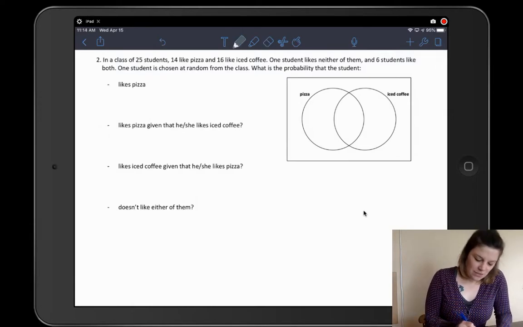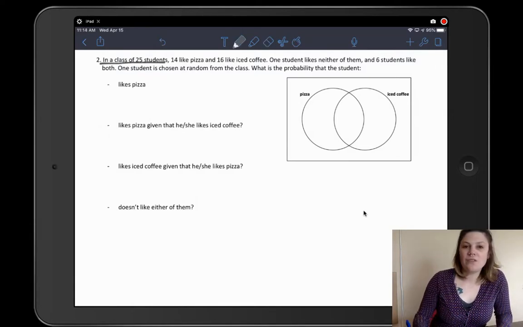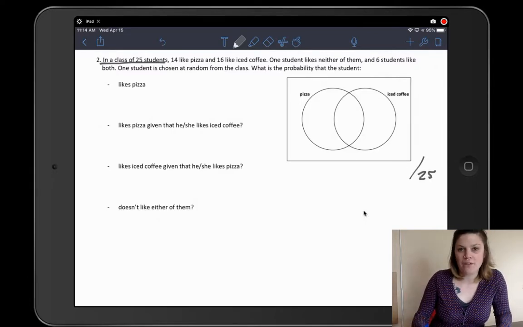It says first thing, in a class of 25 students. So 25 is the total. Now, the way that I note the total is that I say, okay, over here, total 25. It's just my way of keeping track of how many total things should be in the Venn diagram.